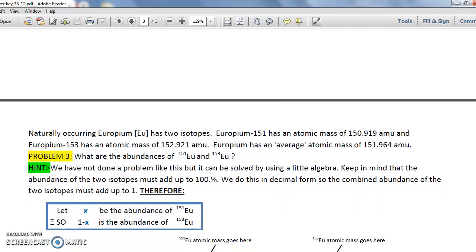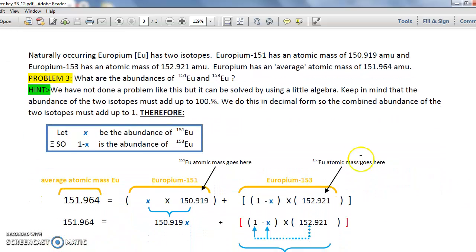And now for our final problem. And this one is a nice little challenge problem because we have not done one like this. So this is more of a test of your math ability than it is perhaps your science ability.